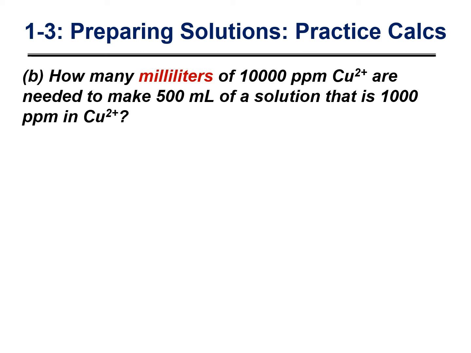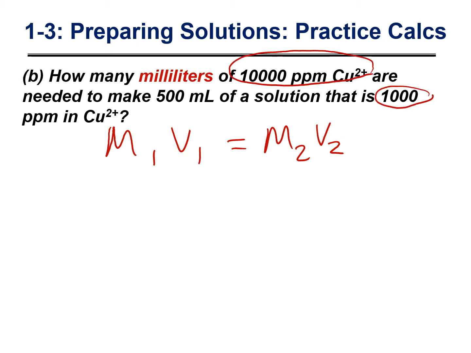Part B says how many milliliters of a 10,000 ppm copper 2+ are needed to make 500 milliliters of solution that is 1,000 ppm. So I really like this problem because it's just an M1V1 problem. M1V1 equals M2V2. How do I know it's M1V1 equals M2V2? It's because I have two concentrations and one volume. So if that's the case, I just have to plug everything in.